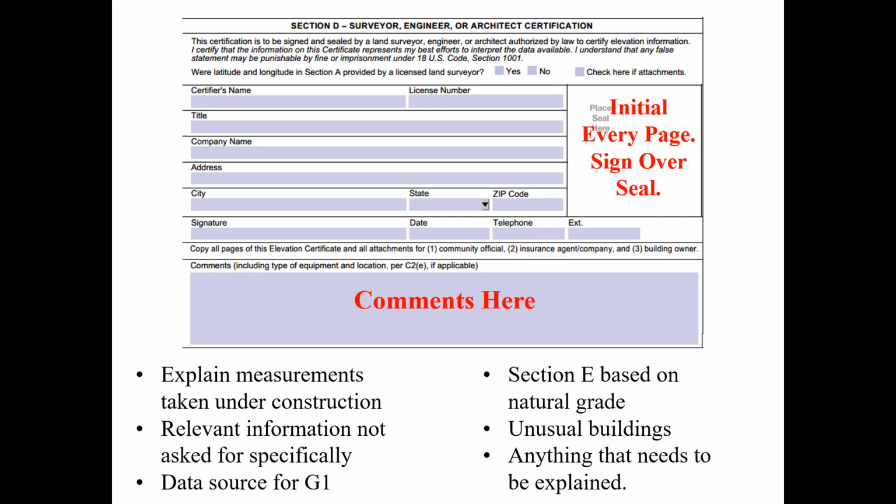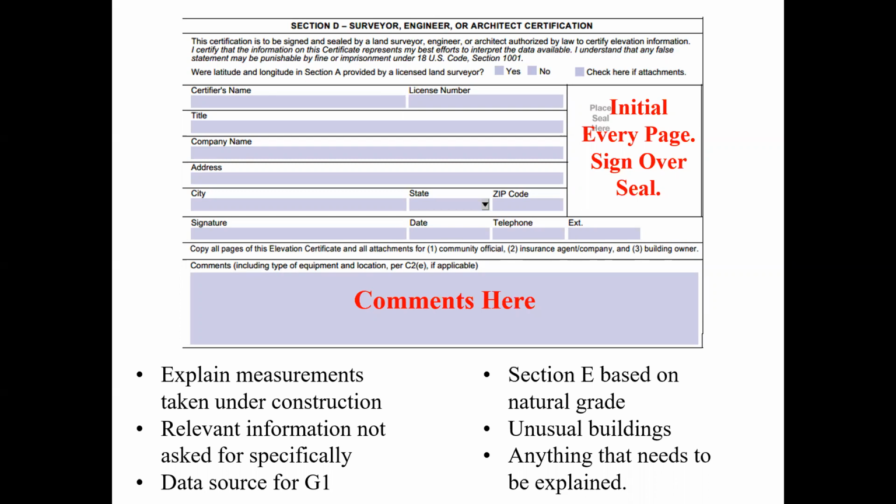So for section G1, the data source, if the community official put in information from a different data source, which is a rare occurrence, but the base flood elevation or other elevation information from a source, then that should be written in. Of course, any relevant information that's not specifically asked for, such as, when we talked about mixed foundations, which goes right across there with unusual buildings. So things like that, anything that should be known to clear up any confusion about something unusual. Yeah, anything that needs to be explained.